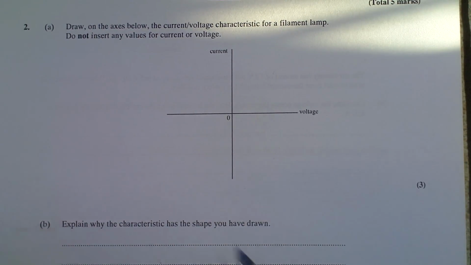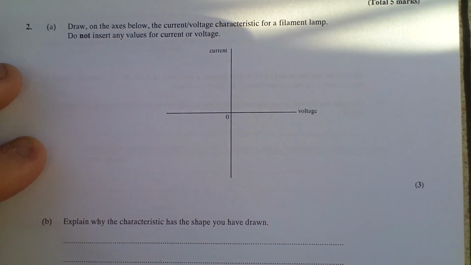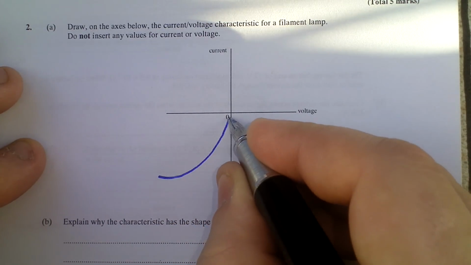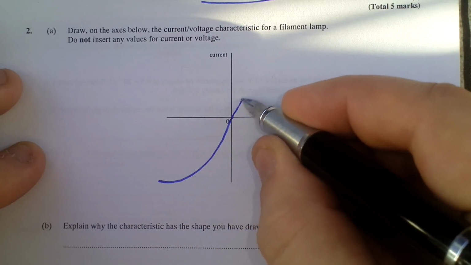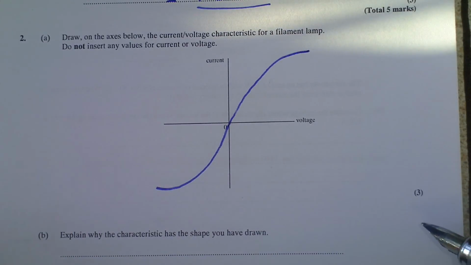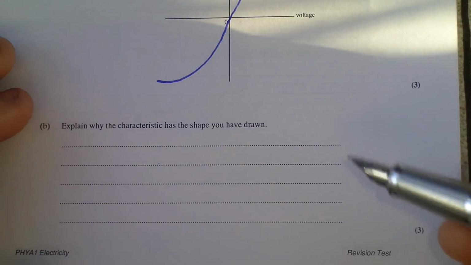Question 2. On the axis below, it wants a current voltage characteristic for a filament lamp. It doesn't need any values for current or voltage, just wants the shape. So this is our S-shaped curve. There's 1 mark for the curve in the negative quadrant, 1 mark for the curve in the positive, and 1 mark for it passing through 0. 3 marks, really straightforward.